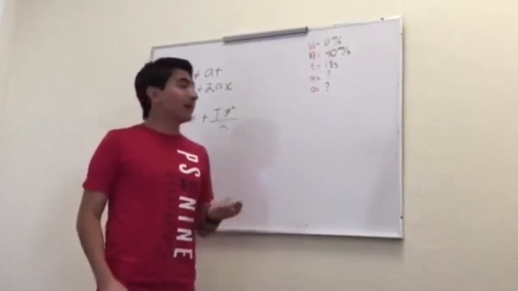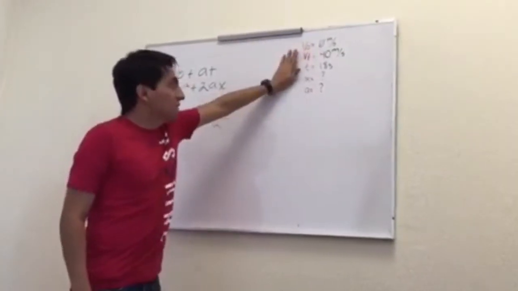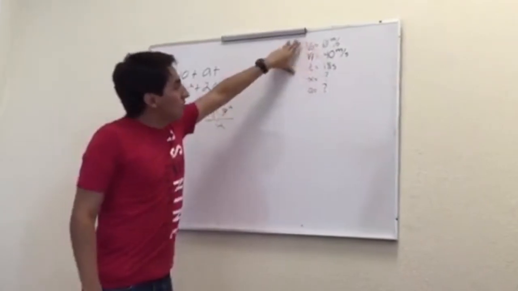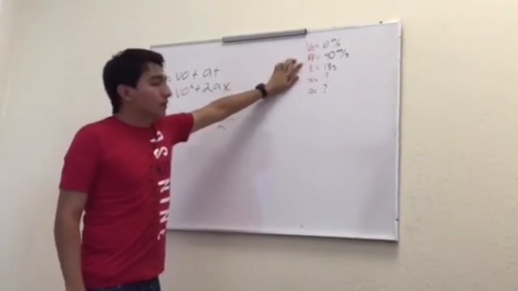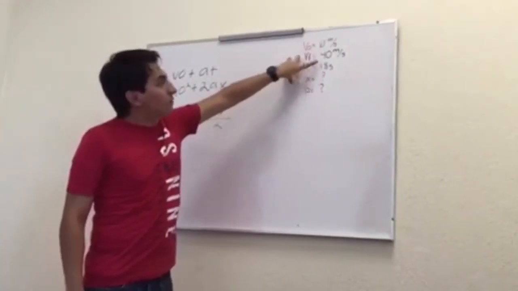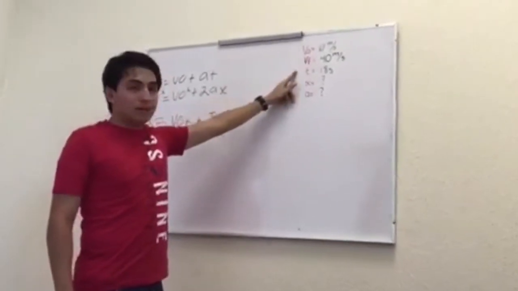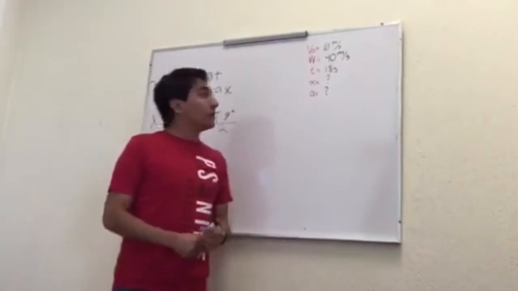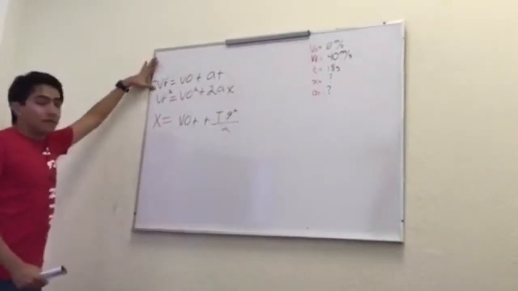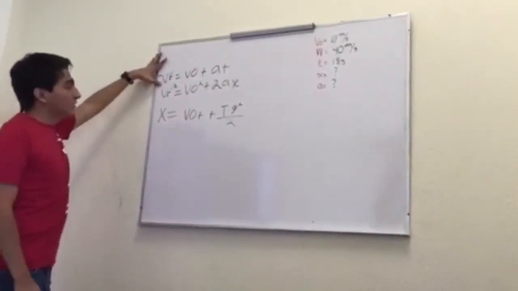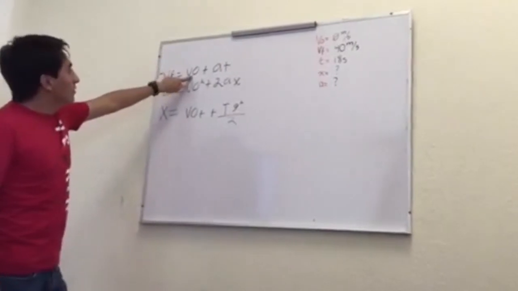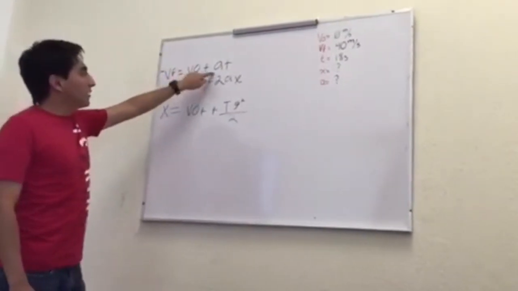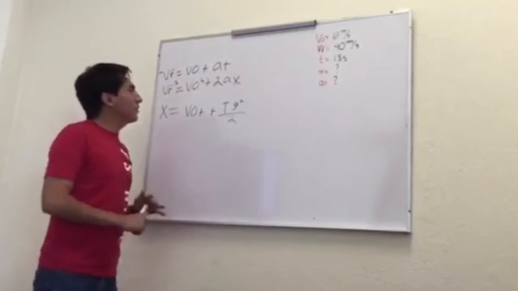Well, the values that we have are: initial velocity is 0 meters per second, the final velocity is 40 meters per second, the time is 18 seconds, and the distance and the acceleration we don't have. So we're going to use this formula: final velocity is equal to initial velocity plus acceleration times time.